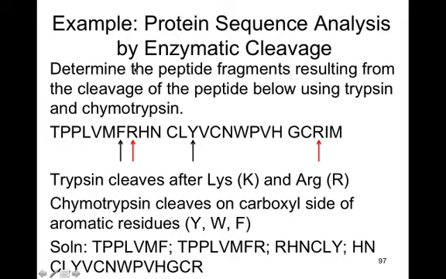So here's an example. You might be asked on the test to identify the peptide fragments that could result from the cleavage of a peptide using trypsin and chymotrypsin. So it's really important for you to know the particular amino acids that these enzymes cleave after. You have trypsin cleaving after lysine and arginine. You have chymotrypsin cleaving after the aromatic amino acids, and then you have cyanogen bromide cleaving after methionine. And this is where the one letter codes for amino acids become important.